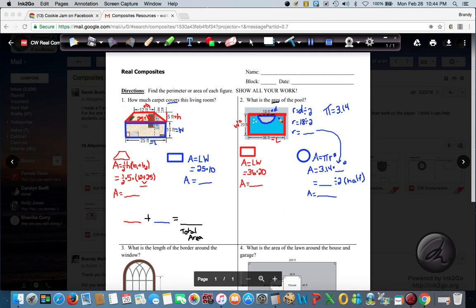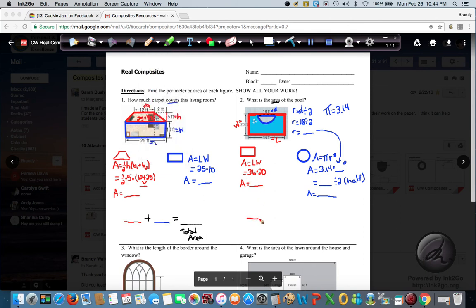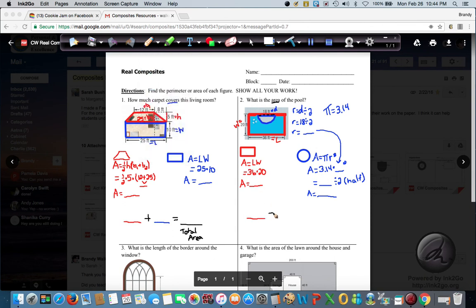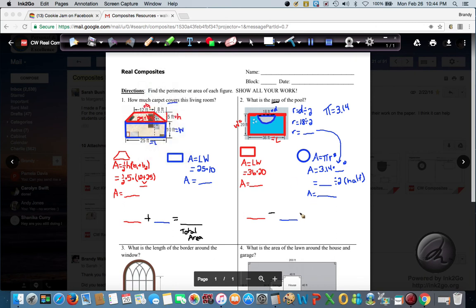So to find the area of just the pool, we're going to take the total of our rectangle. And in this case, we're going to subtract because we want to remove, get rid of this little semicircle right here. So we're going to subtract the area of half of a circle. And that will give us the total area of the pool. Okay, so again, this is going to be my total area, aka your answer. Okay, and that's all there is.